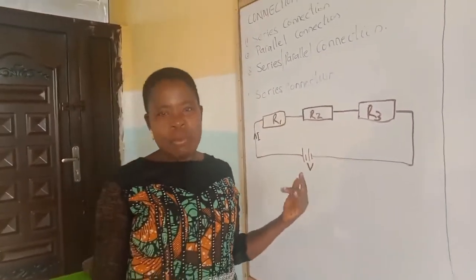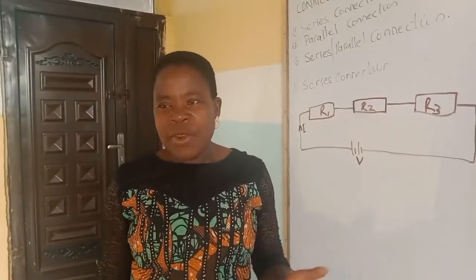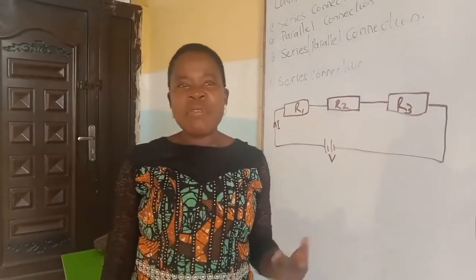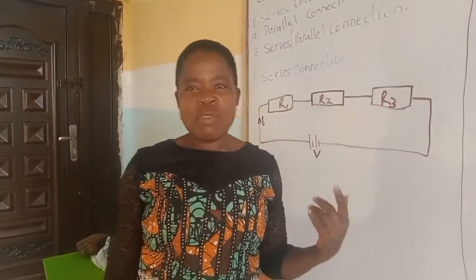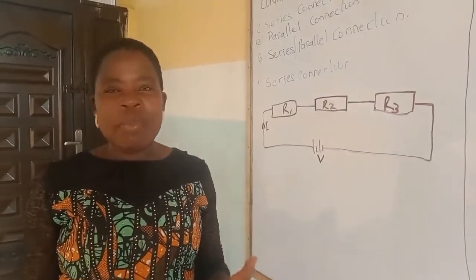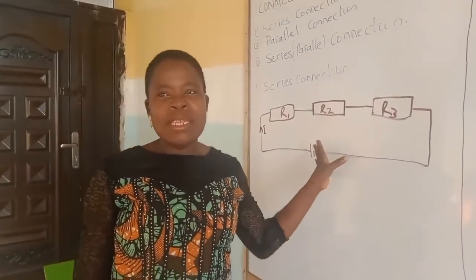Take for example the lamp in your room. 2, 3 different rooms can have lamps. A room or a sitting room can have 3, 4 lamps, depending on the size of the sitting room. How is the lamp being connected? Is it in series? Is it in parallel? These are what we are learning here.